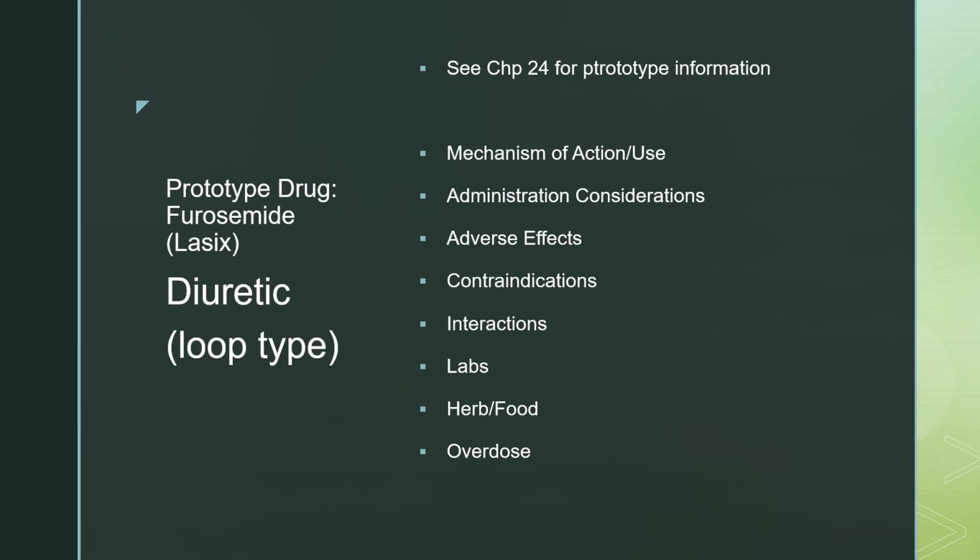Treatment for overdose. Overdose will result in hypotension and severe fluid and electrolyte loss. The treatment is supportive, so we're probably going to give them replacement fluids, maybe a bolus. We may need to administer potassium replacement or other electrolytes, and if in the event we needed to, we'd have to give a vasopressor.